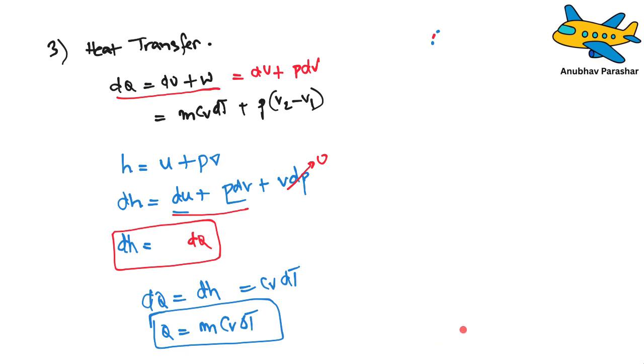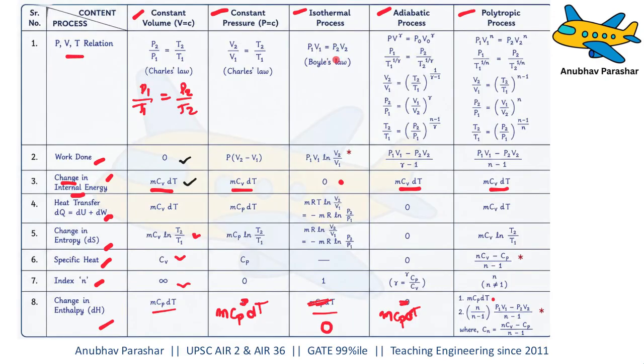So this is important to understand. Let us go back to our slide and see if things are the same way we have discussed. V1 by V2 is equal to T1 by T2. Work is P times V2 minus V1. Change in internal energy is mcv dt. Heat transfer is mcp dt. So for a constant volume process, heat transfer is mcv dt, and for a constant pressure process, heat transfer is mcp dt. This is something we already know. Now we have also proved it.